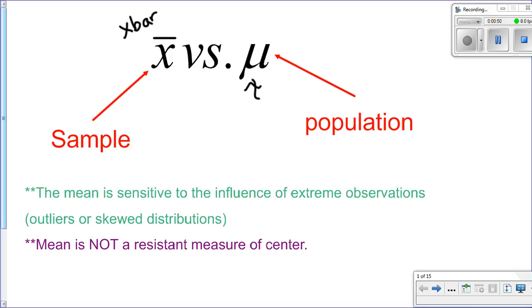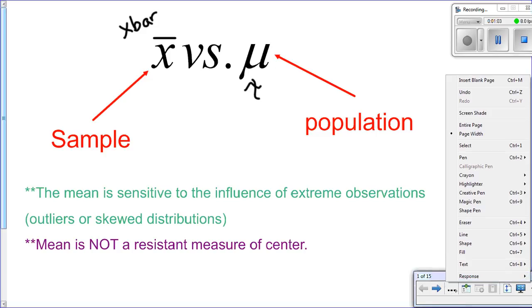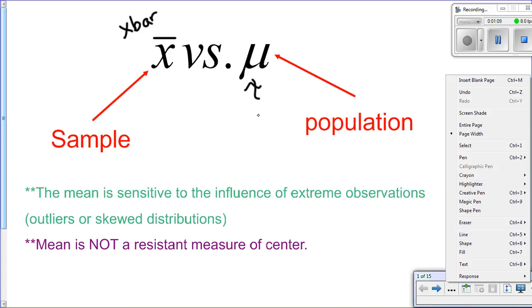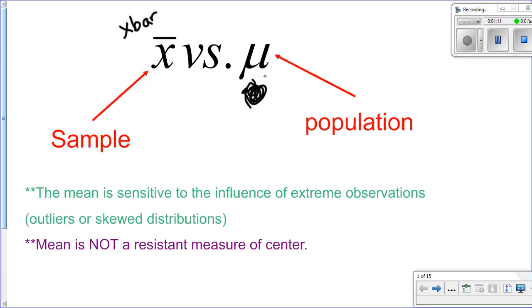For the most part, X bar is the one we'll use, and as we get later into the chapters and start talking more about significance tests, we'll use mu a little bit more. That is an arrow, and it looks very ugly, so I'm going to erase it. Oh, well, let's just mark it out. There we go. Don't get hung up on the variables too much right now, but just know that they are pronounced X bar and mu, and X bar is for the sample and mu is for the population. We'll talk more about the difference between sample and population later on.